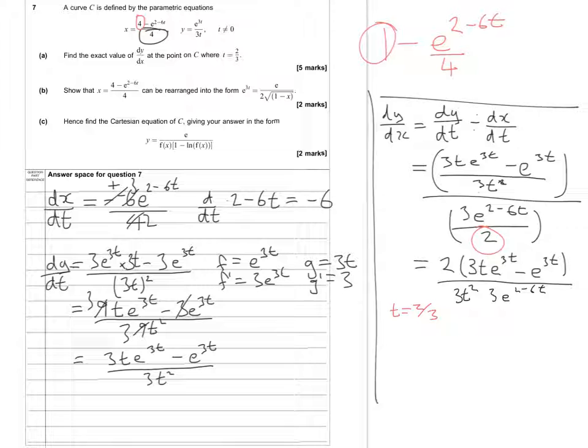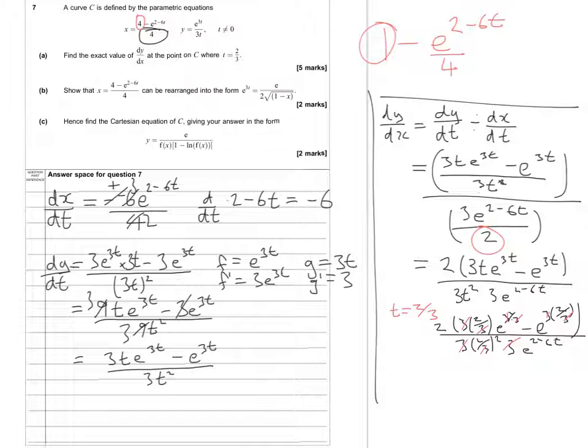So 2 brackets 3 times 2/3 e to the 3 times 2/3 minus e to the 3 times 2/3, divided by 3 times 2/3 squared, 3e to the 2 minus 6t. Okay, so lots of things are going to cancel out here, so that 3 cancels out with that one there, that 3 cancels out with that one, that 3 cancels out with that one. Both of these 3s, so that 3 is squared, it's going to cancel out with all of those.